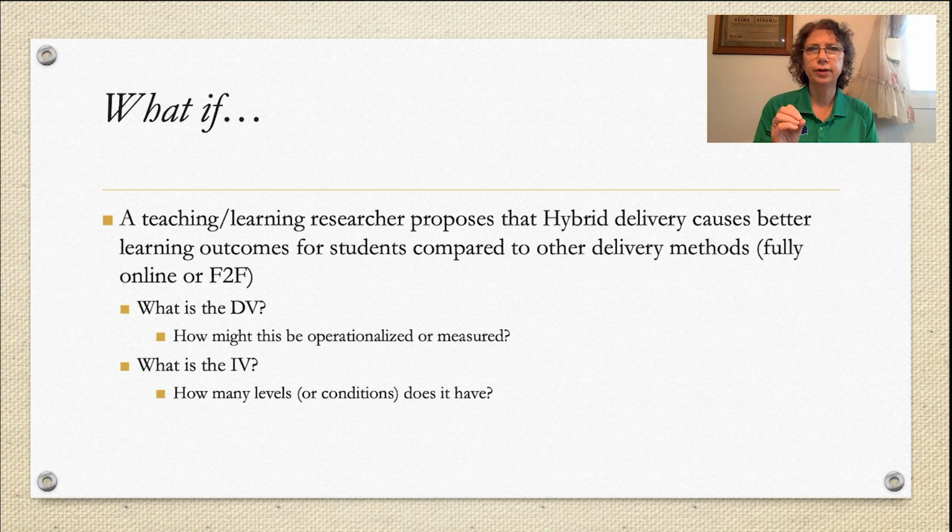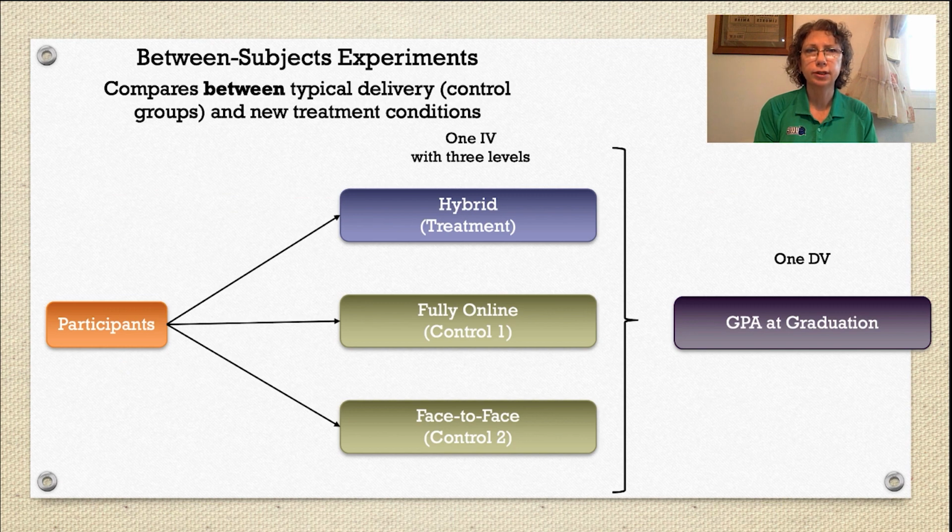So if we take this scenario, let's look at those two basic designs that we just introduced. First, the between subjects experiments. And again, that between subjects compares between these different conditions of the IV. Again, there's only one IV there, one independent variable of delivery method, and it's got three levels: the hybrid delivery method, the fully online delivery method, and the face-to-face delivery method. And notice I called these control 1 and control 2.